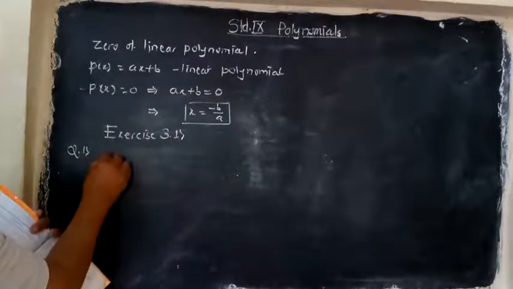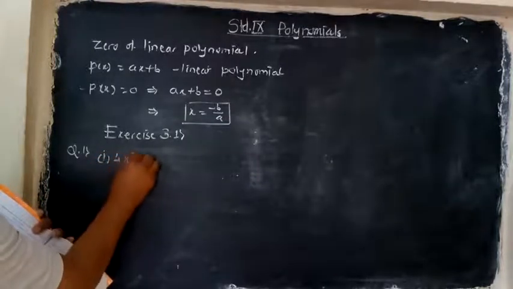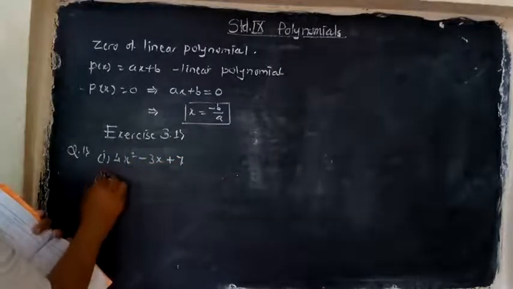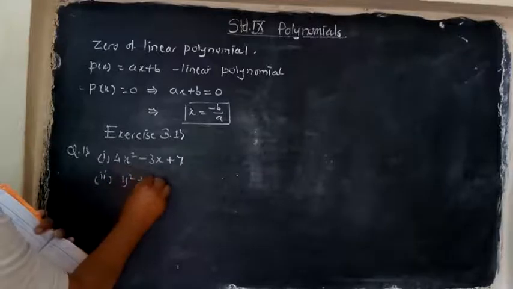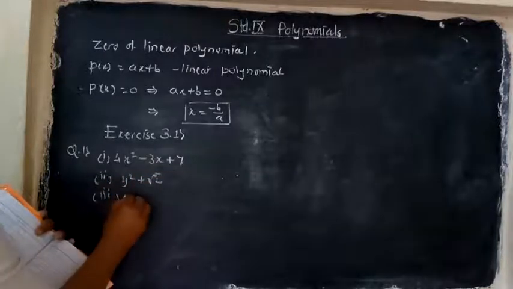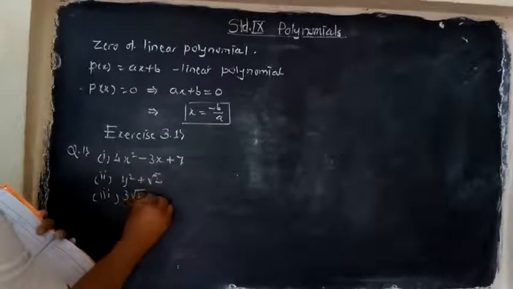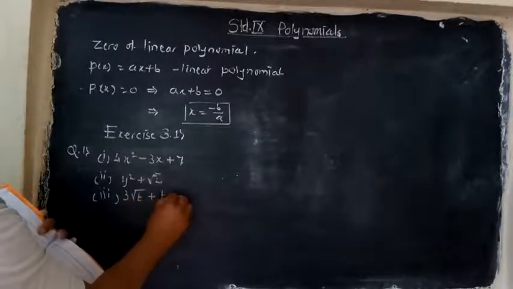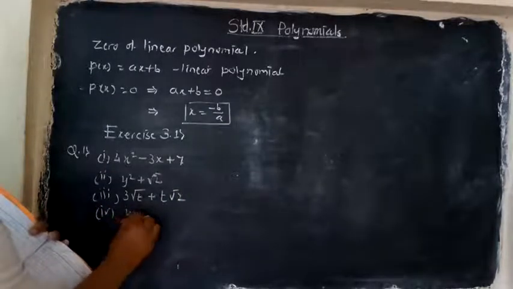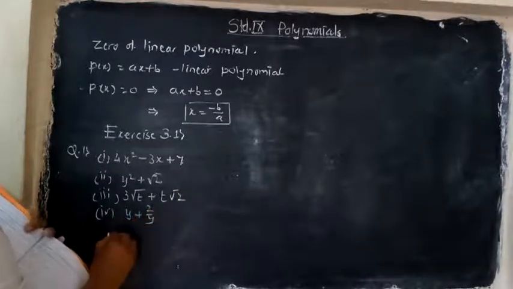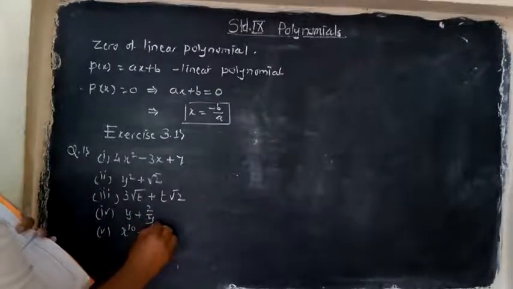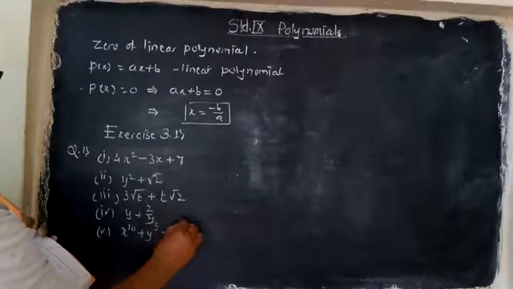Now first polynomial is 4x square minus 3x plus 7. Second one is y square plus root 2. Third, 3 root t plus t root 2. Fourth, y plus 2 upon y. Fifth, x raised to 10 plus y raised to 3 plus t raised to 50.